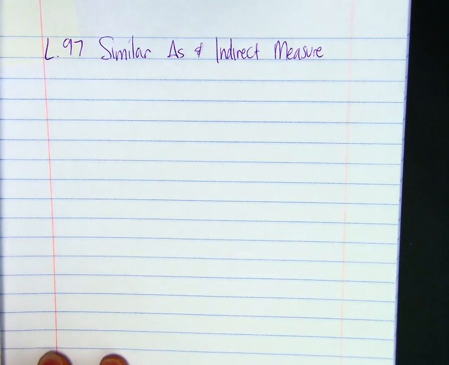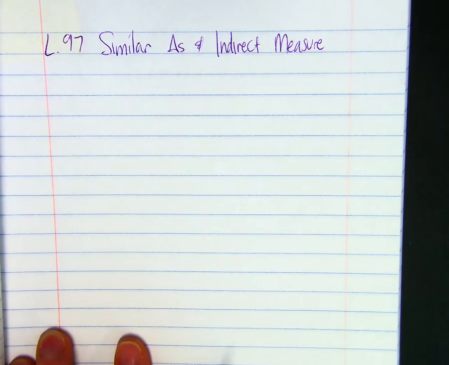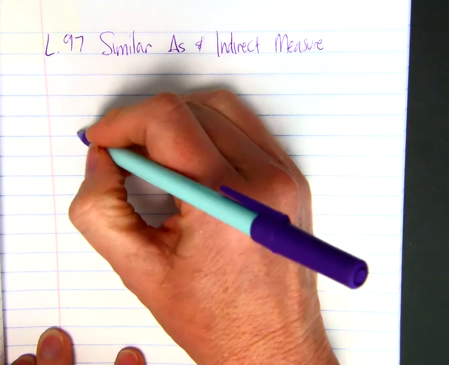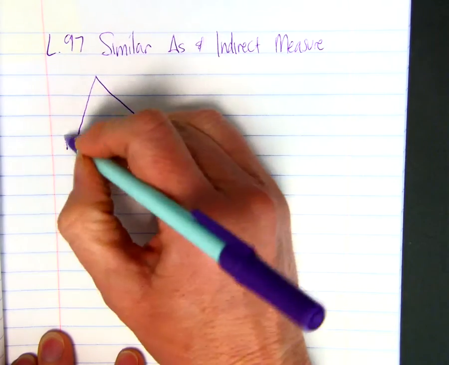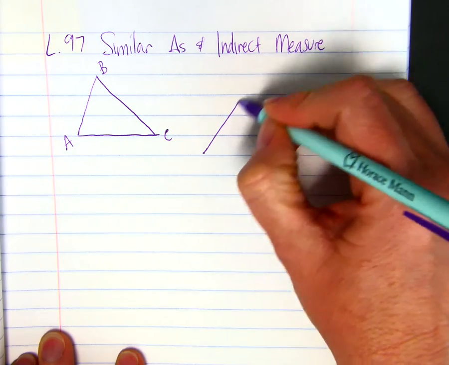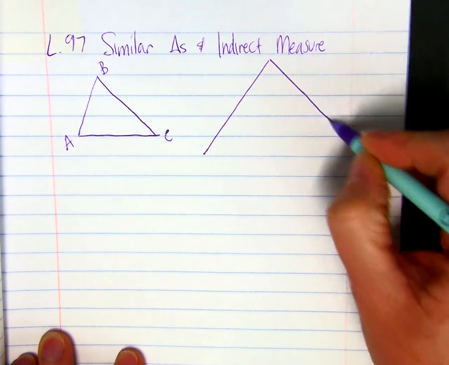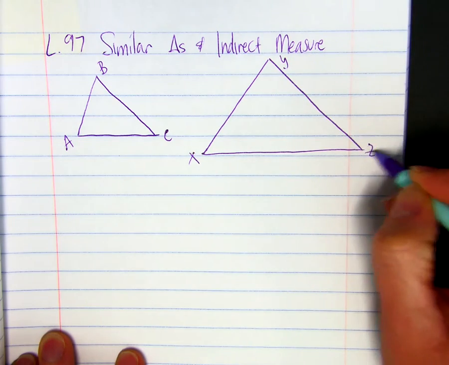Okay, so I'm going to draw two triangles that are similar to begin with. So we have triangle ABC and triangle XYZ. These are supposed to be similar.